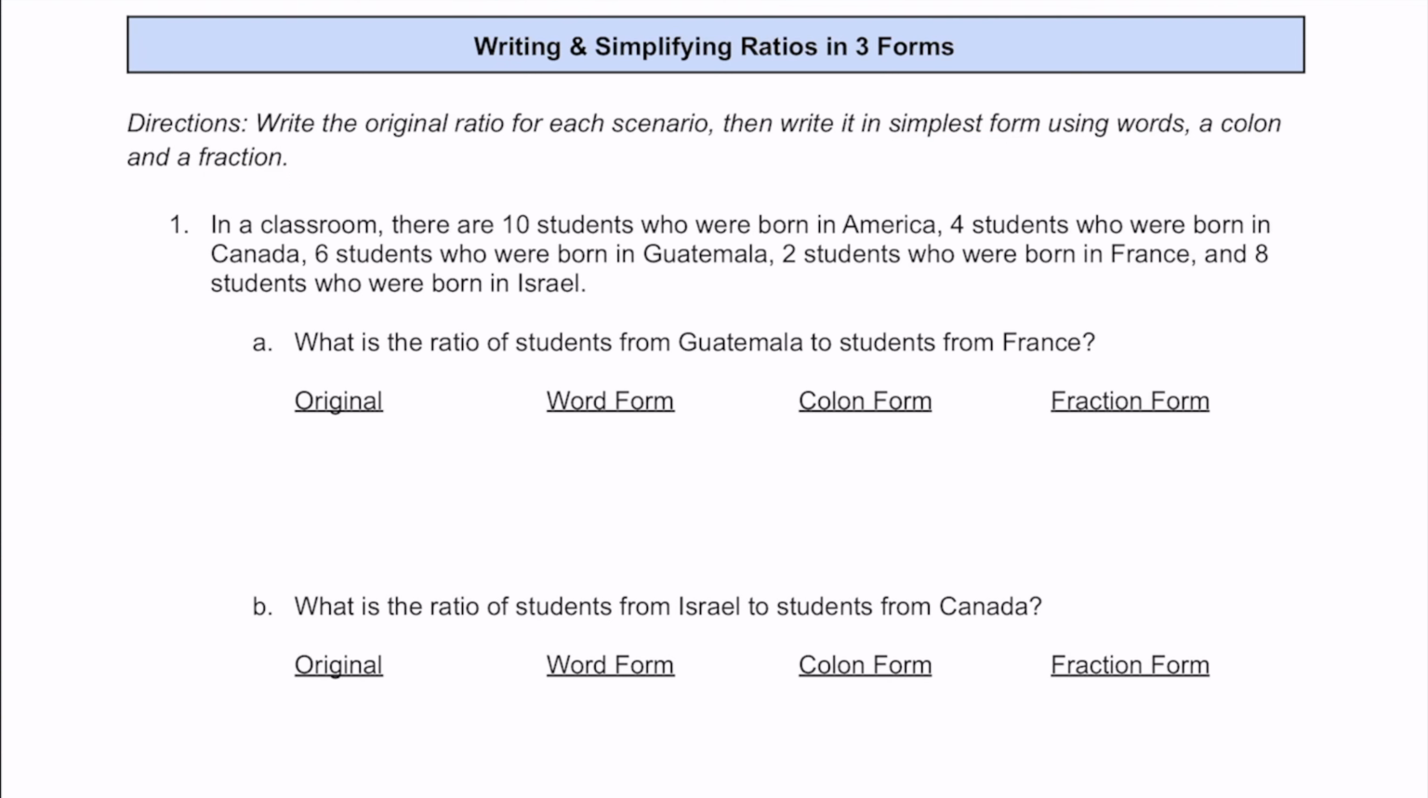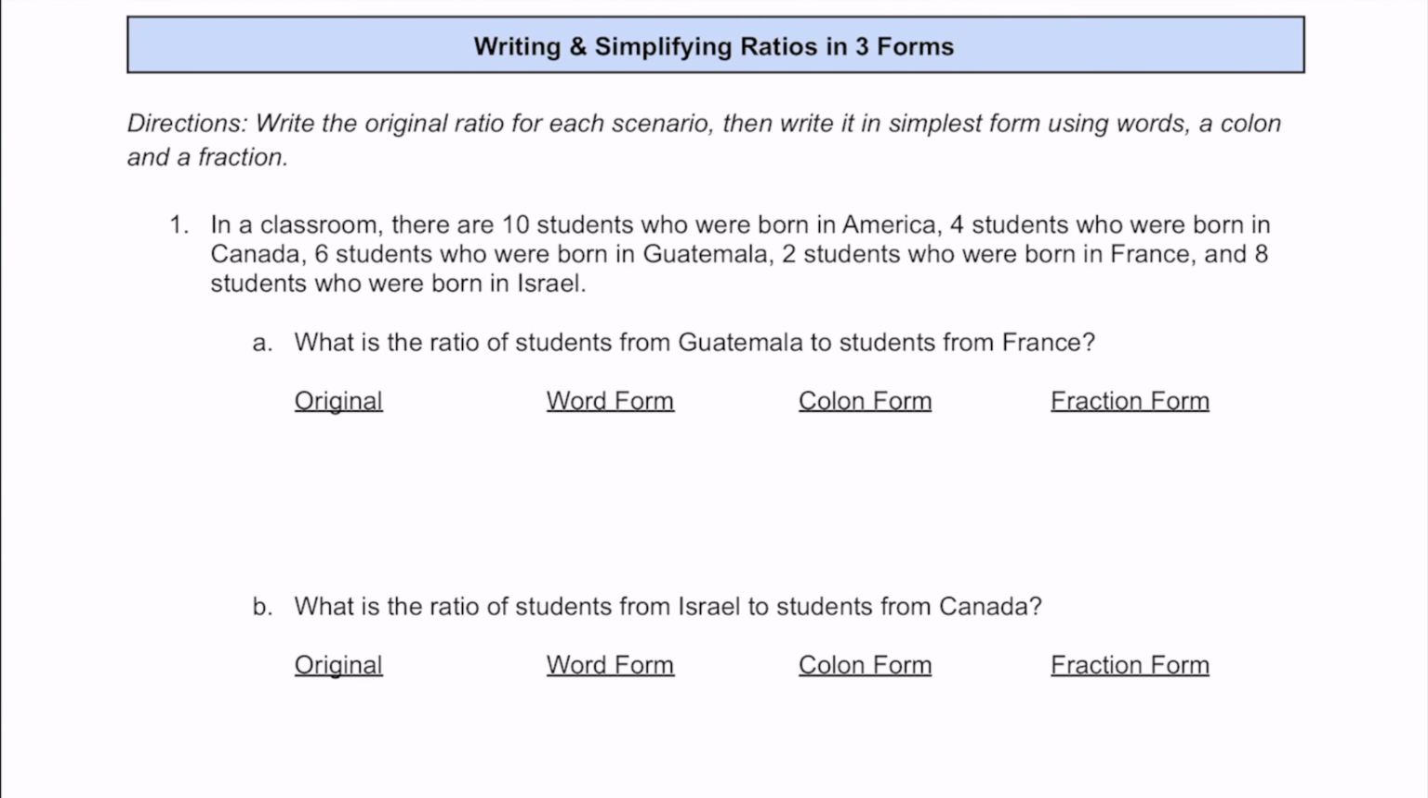All right, so for number one, in a classroom, there are going to be 10 students who were born in America, 4 students who were born in Canada, 6 students born in Guatemala, 2 students born in France, and then 8 students who were born in Israel.